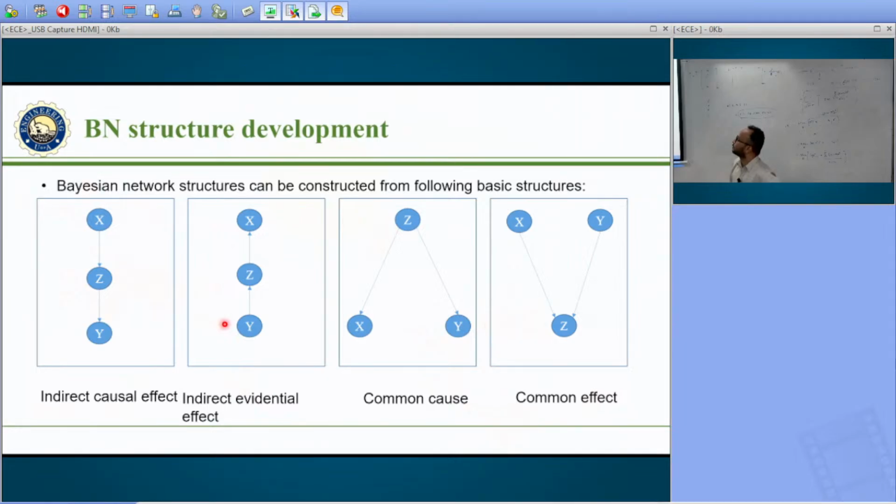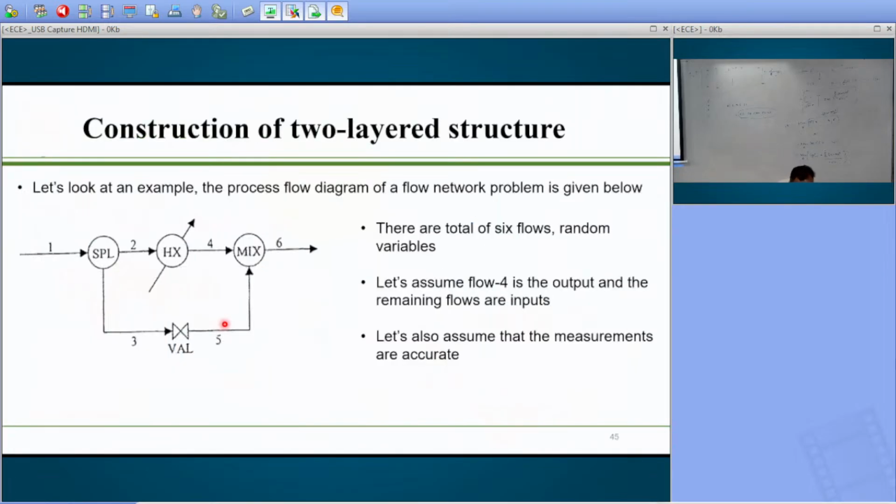I think it will be more clear in the next few slides. These common cause and common effect structures have important significance when you're constructing a network or writing a joint density function. So these are different ways of network connections. Let's take one simple example of a simple flow system.